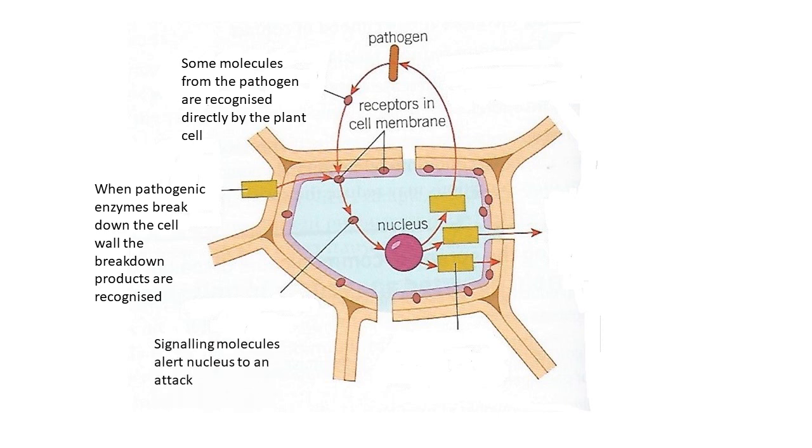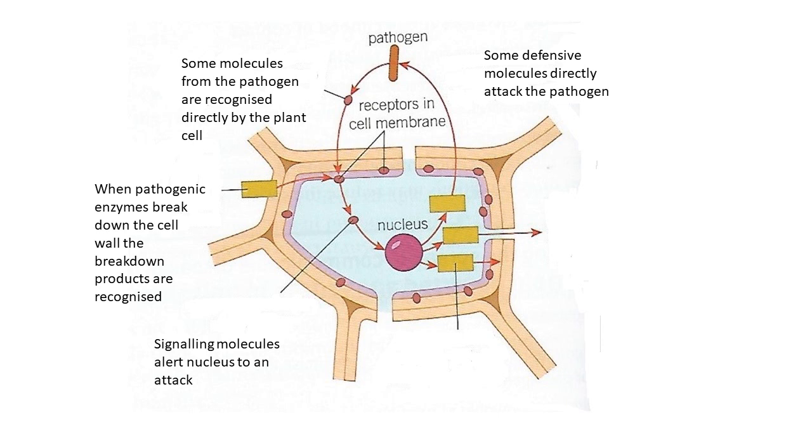And so what's going to happen next is that these molecules are going to be picked up by receptors, and that's going to set off a signaling molecule inside the cell, which is then going to go to the nucleus, and the nucleus is going to respond to this in a number of ways. So firstly, it could produce some defensive molecules to directly attack the pathogen.